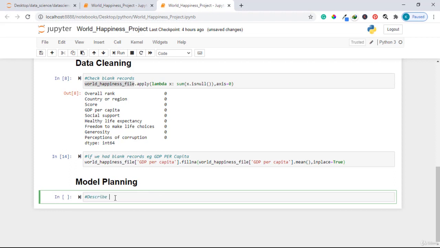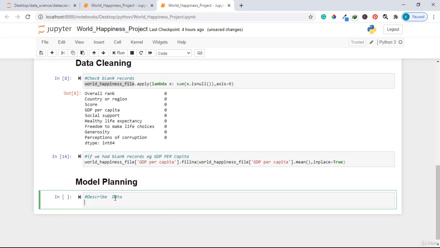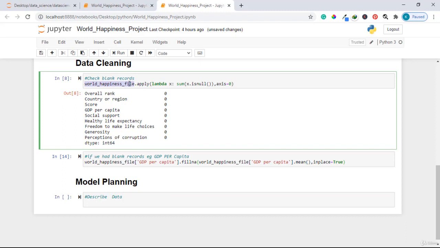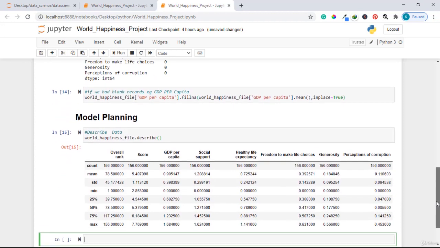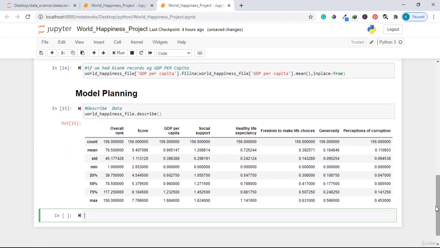Let me just write here, describe data. And this is very simple. The way you describe your data, you just copy this world happiness file. Let's just paste it here. Once it's here, you just type dot describe, with your rounded brackets. And then if you run this code now, something very interesting and fancy happens down here.